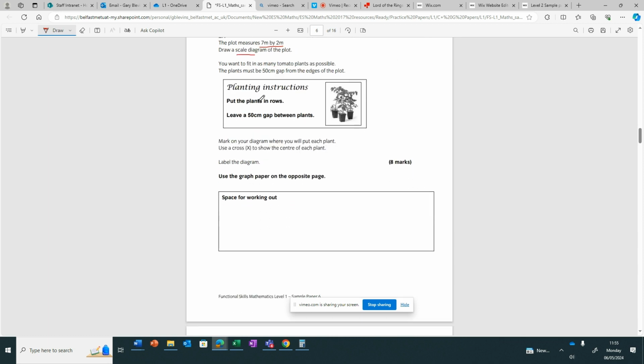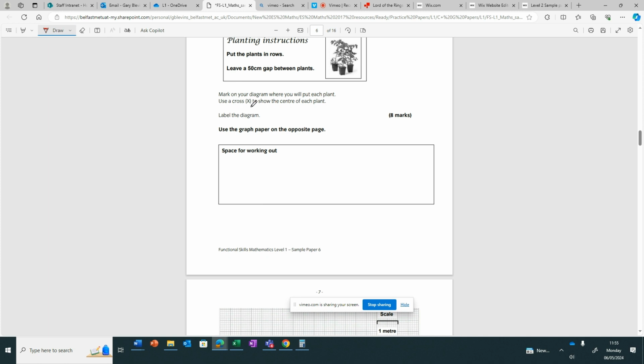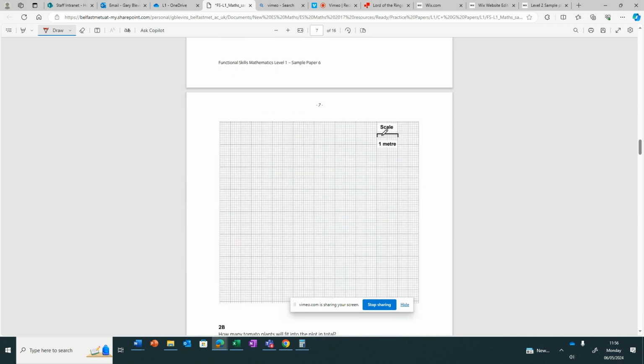So it says we've got some instructions. The plants must be 50 centimeters gap from the edges of the plot. Mark on your diagram where you put each plant. Use a cross. Label the diagram. So quite a bit of work here. Quite a few things to do. The first thing to do is get a look at the scale.